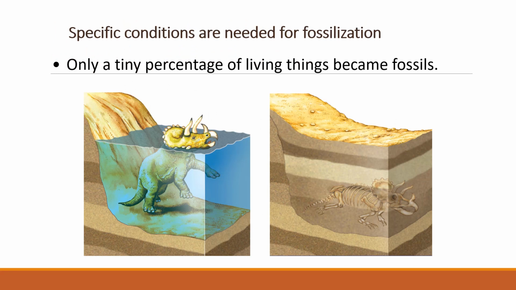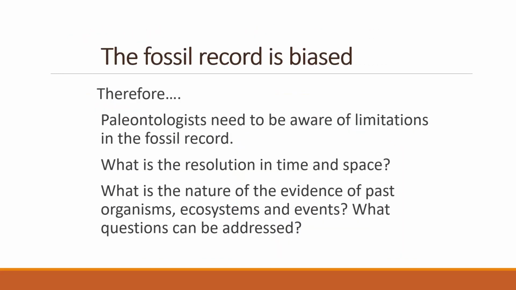So specific conditions are needed for fossilization. Only a tiny percentage of living things actually will become fossils. Even in perfectly ideal conditions, we're not going to preserve the entire organism. We're only going to preserve part of the organism. And the likelihood of that happening is still fairly small. So the record is extremely biased.